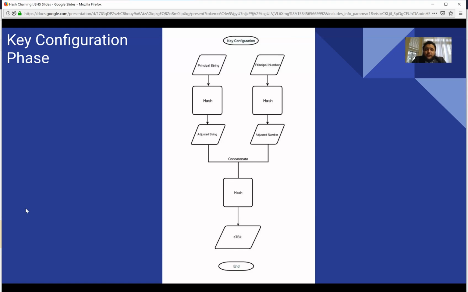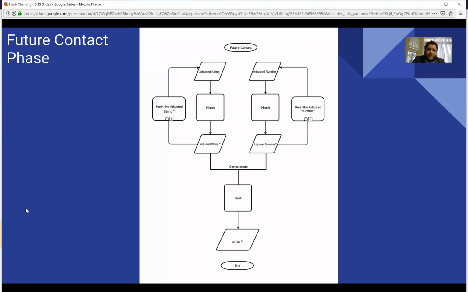After the principal values are designated, they are individually hashed to create adjusted values, the adjusted string and adjusted number, which are crucial for the iterative process. With the adjusted values created, they are concatenated, stuck together end to end, and hashed, forming the first cryptographic key.